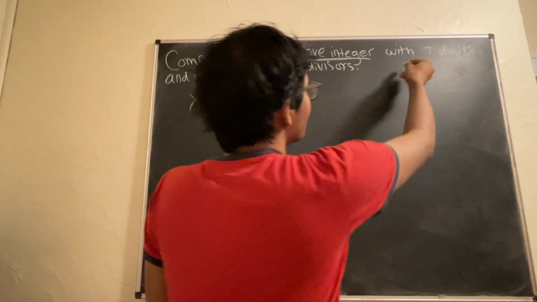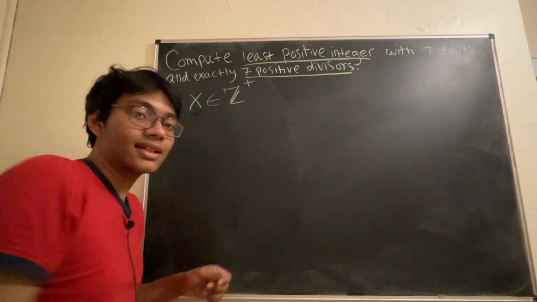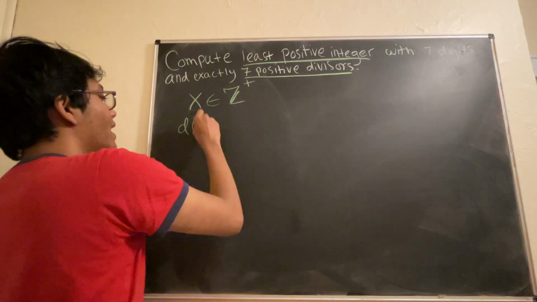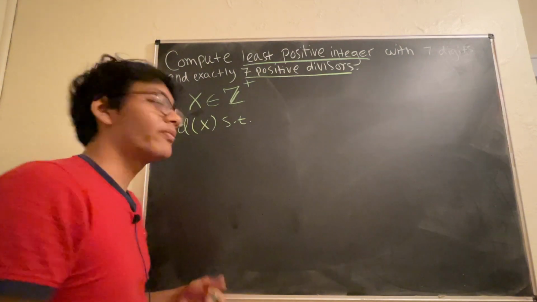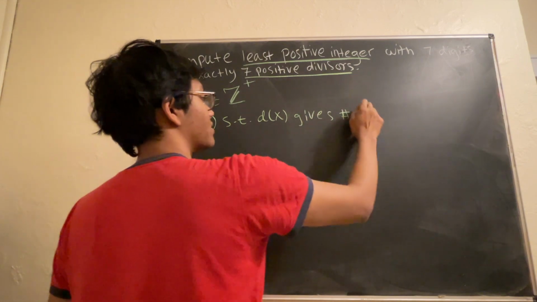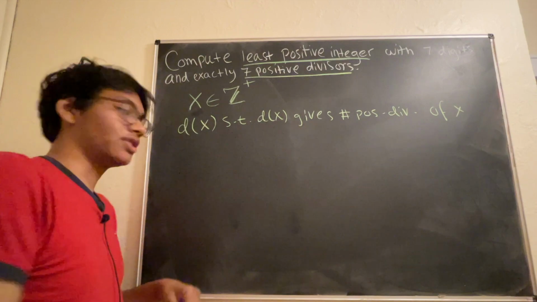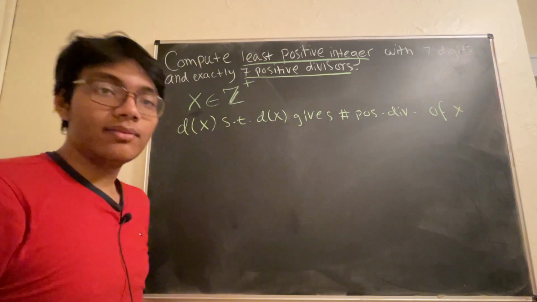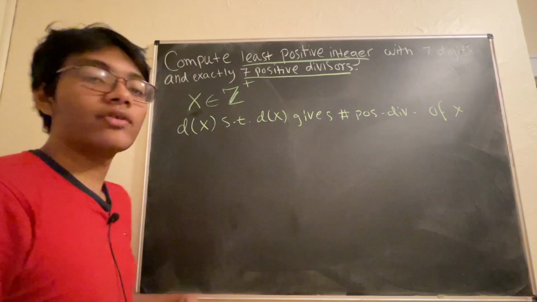We have our second condition: the number has exactly 7 positive divisors. So let's define a function d of x such that d of x gives the number of positive divisors of x. This is the positive divisor function. So if I put in a number like 5, it would give me 2, because 5 is a prime number and the number of divisors of 5 is 2. So d of 5 would be 2.